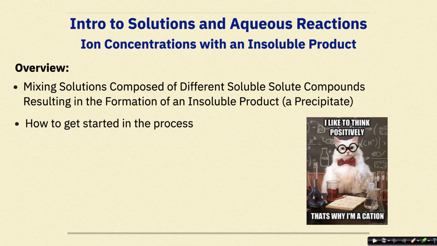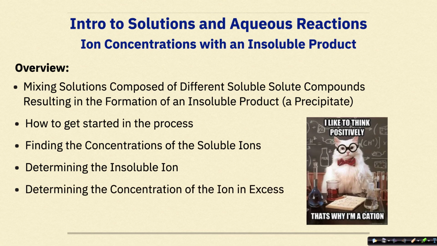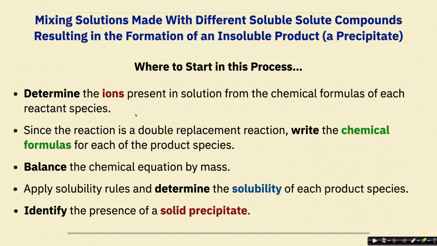So we're going to look at how to get started in the process, finding the concentrations of the soluble ions, determining the insoluble ion, determining the concentration of the ion in excess, and finally working through an example. The place to start in this process is to determine the ions present in the solution from the chemical formulas of each reactant species. So you need to go back to some of your pre-chemistry stuff and look at the formulas and say to yourself what ions are composing these reactants.